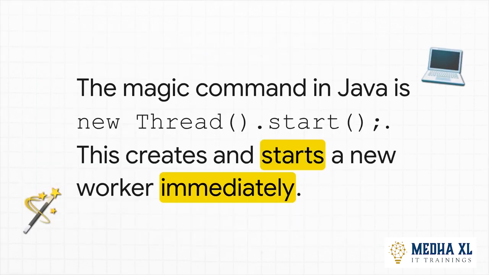So how do you hire one of these new chefs in your code? It's actually surprisingly simple. This little line of code right here, new Thread().start(). That's the magic command. When you run this, you're basically telling the computer, hey, create a new worker, give them this job, and let them start right now while I get on with my own tasks.